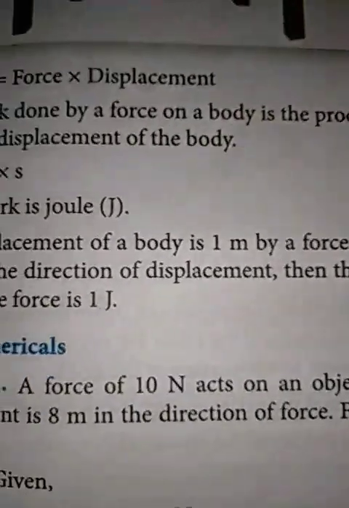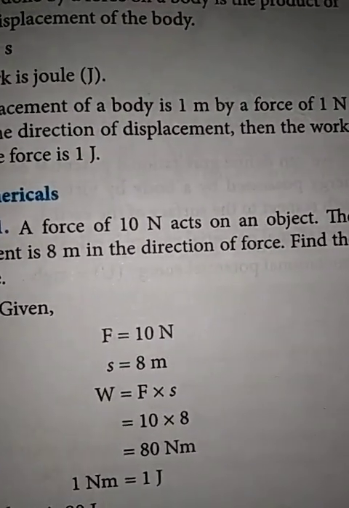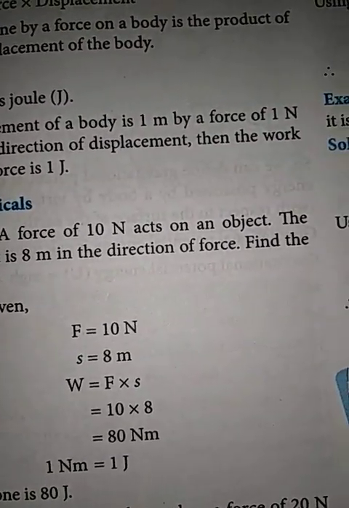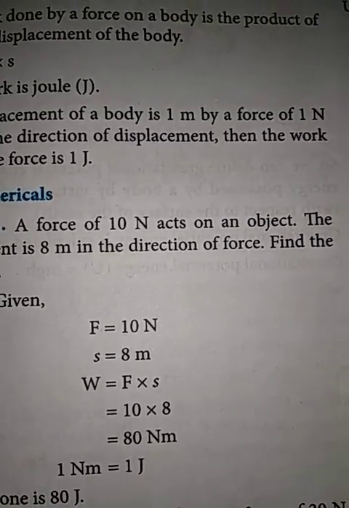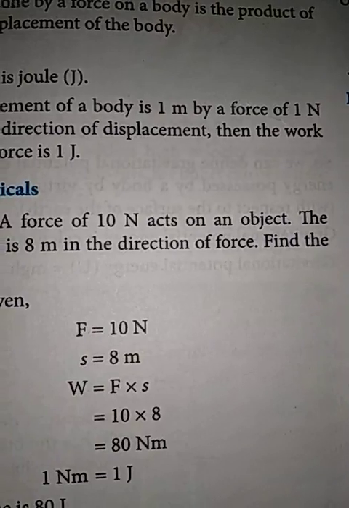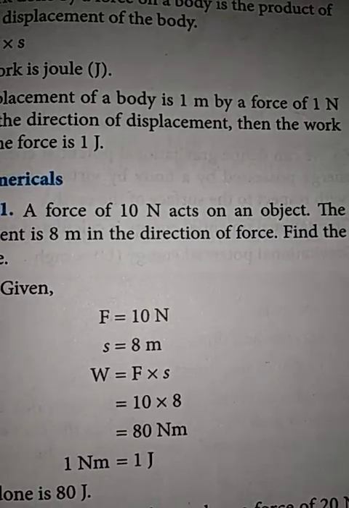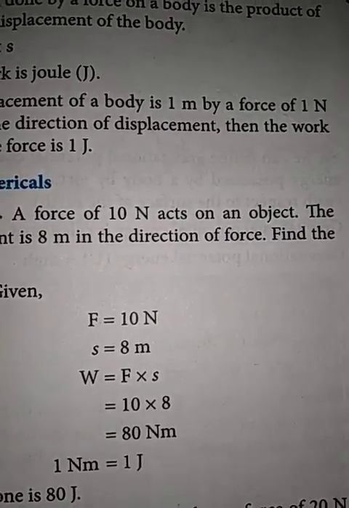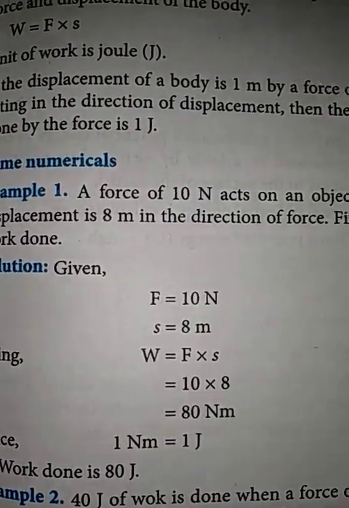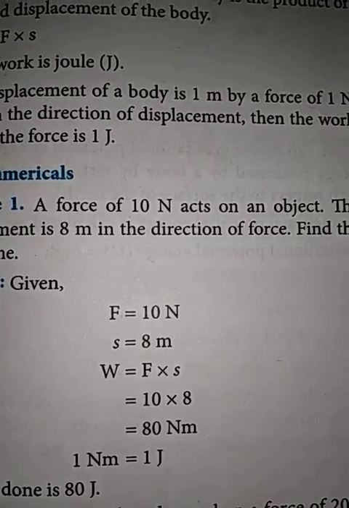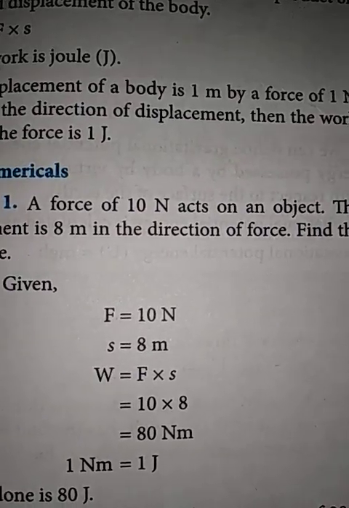Now some numerical problems. A force of 10 Newton acts on an object. The displacement is 8 meter in the direction of force. Find the work done. Here, the question gives that force F is equal to 10 Newton, displacement S is equal to 8 meter. We are asked to find the work done. So we know that W is equal to force into displacement. Here force is 10 Newton and displacement is 8 meter.